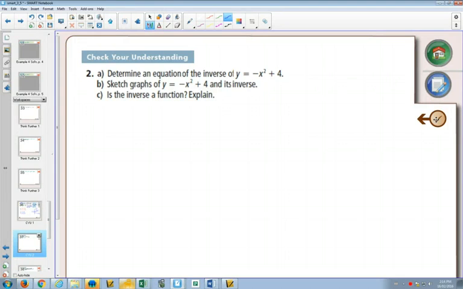So just like you saw in that example before, whenever we want to find the equation of an inverse, what we're going to do is switch x and y, then solve for y.